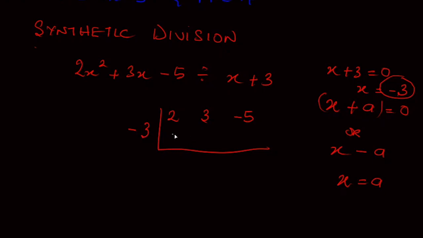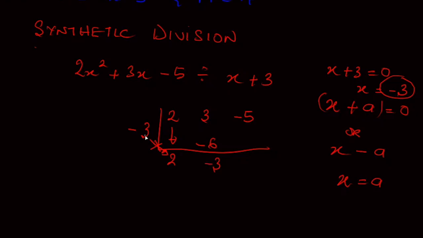Just follow me. This is the fastest method. We pick the first coefficient here, 2, and we just drop it down. Once we drop it down, we use the minus 3 outside to multiply it. That's minus 3 times 2, which will give me minus 6. We add 3 to minus 6, and that will give us minus 3.